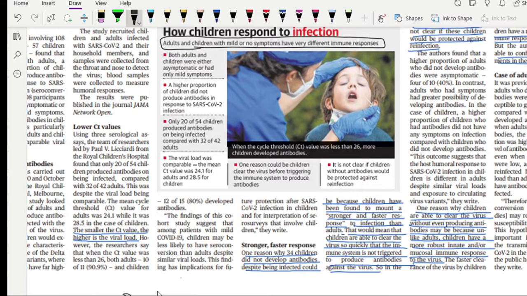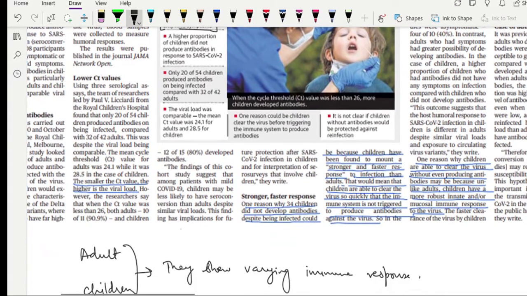Okay, both adults and children were either asymptomatic, that is, they didn't show any symptoms, or had only mild symptoms. A higher proportion of children did not produce antibodies in response to SARS-CoV-2 infection. So what is seen is that out of 54 children, only 20 produced antibodies and the rest did not, whereas in case of adults, 32 out of 42 produced antibodies. You see how high a percentage of adults produce antibodies.